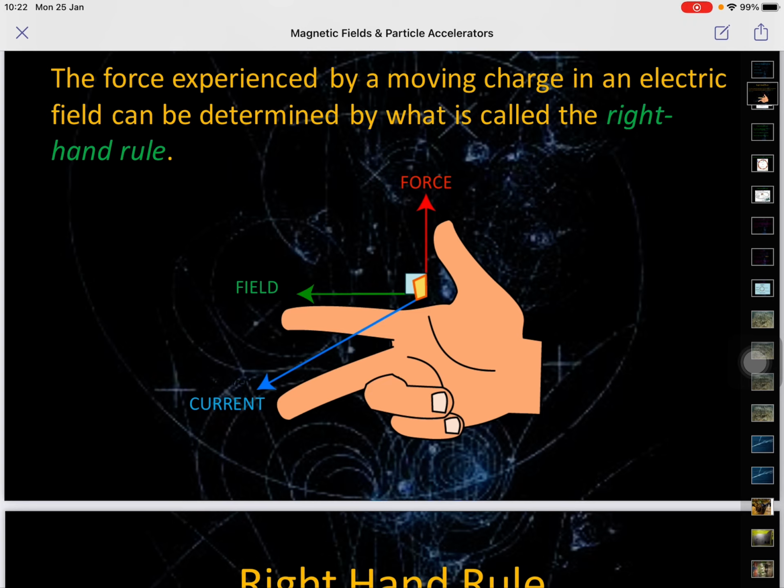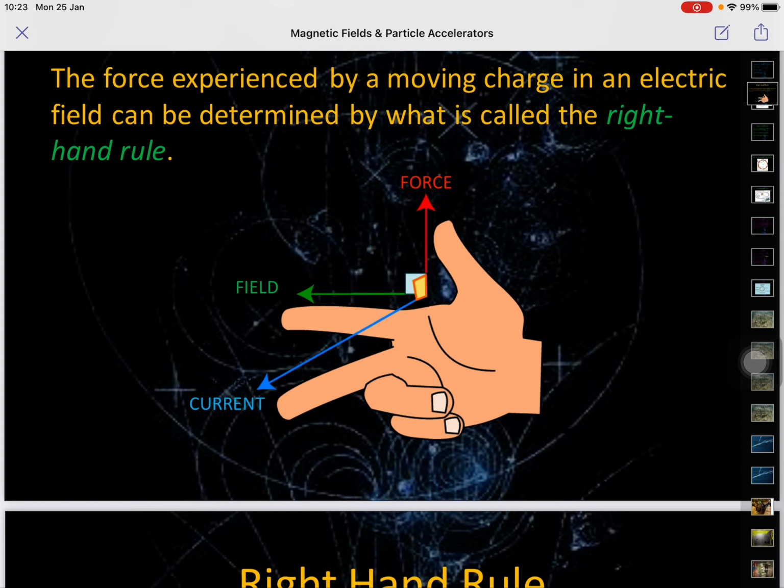So what this means basically is kind of like an equation. If I have two of these things, I can work out what the third one's going to be. So if I know what direction the current's going and what way it experiences a force, then I can deduce what direction the magnetic field is going.